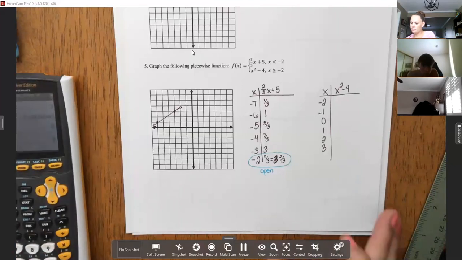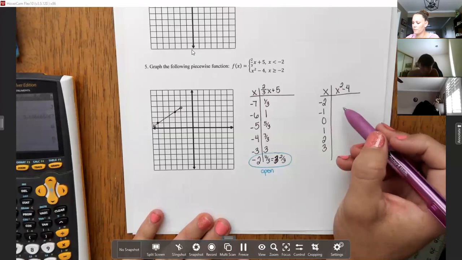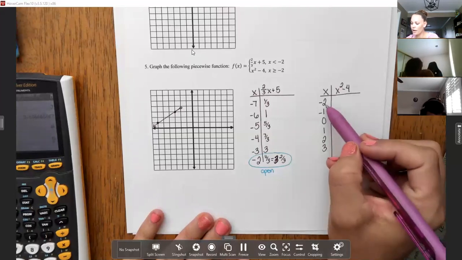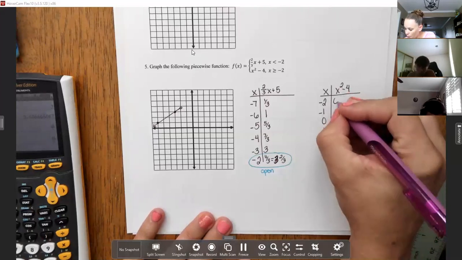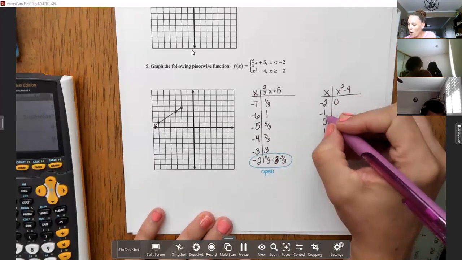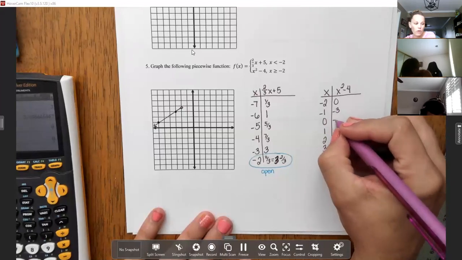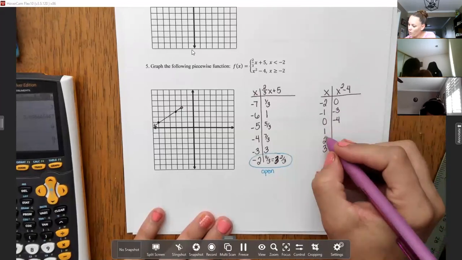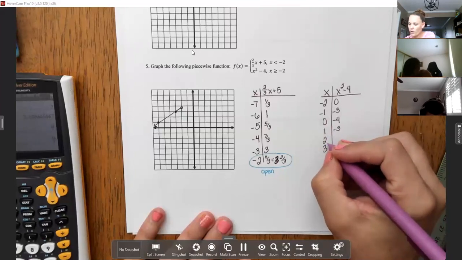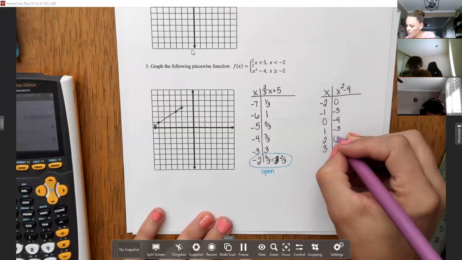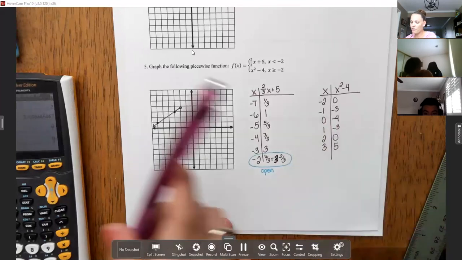And then same thing for this other piece of our function. We plug it in. -2 squared we know is 4, minus 4 is 0. -1 squared is 1, minus 4 is -3. 0 minus 4 is -4. 1 squared is 1, minus 4 is -3. 2 squared is 4, minus 4 is 0 again. 3 squared is 9, minus 4 is 5.